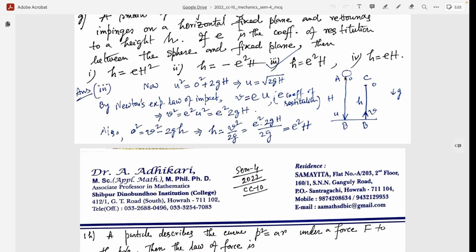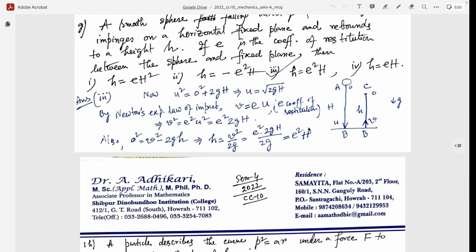But in the earlier case, the particle is moving in the downward direction and g is also in the downward direction, so the plus sign is used there. So small h is equal to v squared by twice g, and this v squared equals e squared times twice g capital H. So put this value in and e squared into capital H. The correct option is 3.